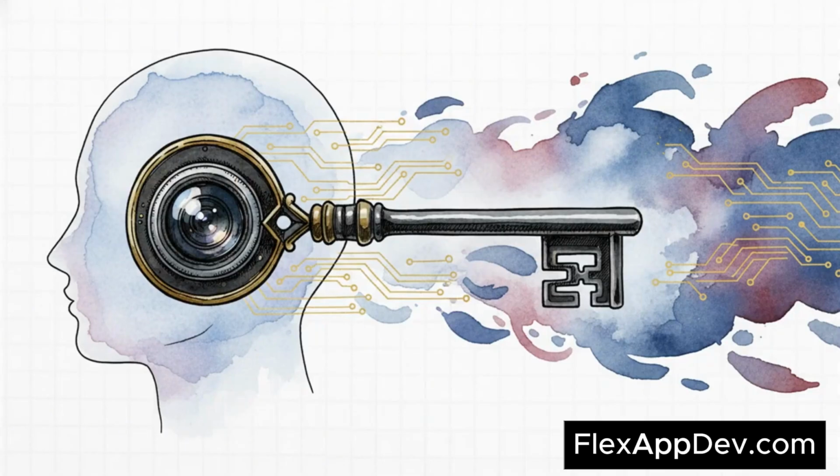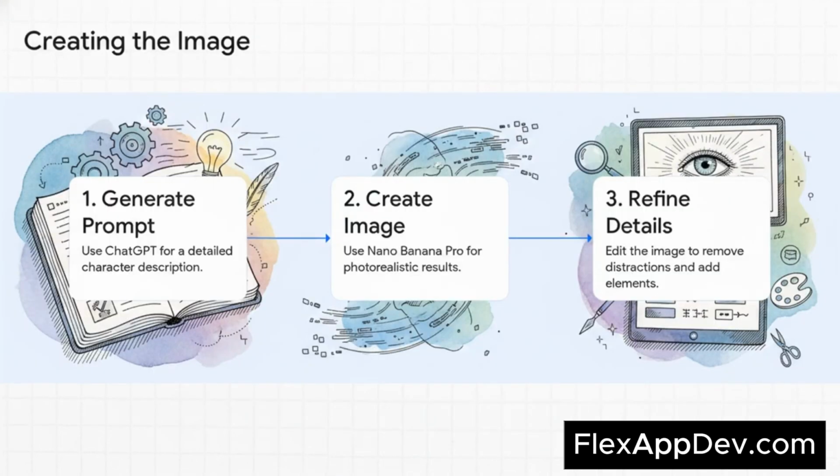And here's the secret. It's not actually the animation. It's all about the picture you start with. So how do we get that perfect image? Well, it's just a simple three-step process.